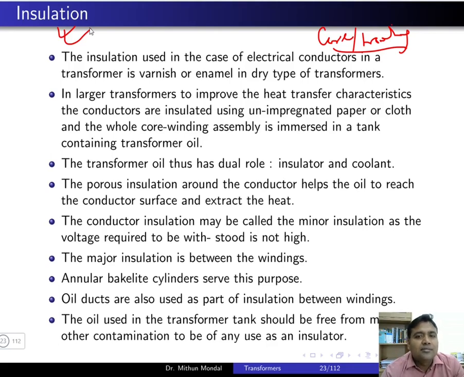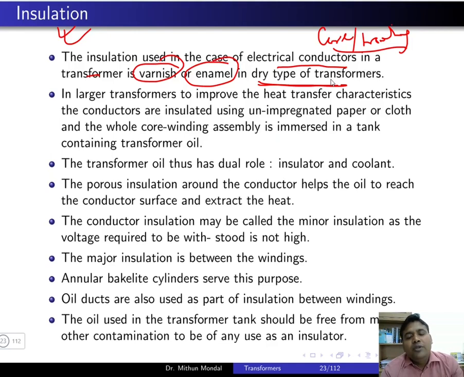So a multi-dielectric system generally plays a very important role in the case of the transformer. So the insulation used on the electrical conductor in a transformer is varnish or enamel, generally in a dry type of transformer. So what is the meaning of dry type transformer? In a dry type of transformer there will be no oil. So what is oil? Oil is used in the transformer for cooling purposes as well as dielectric purposes. But in the dry type of transformer, you will not have oil. So in such a case, you can use varnish or enamel as the insulation material.